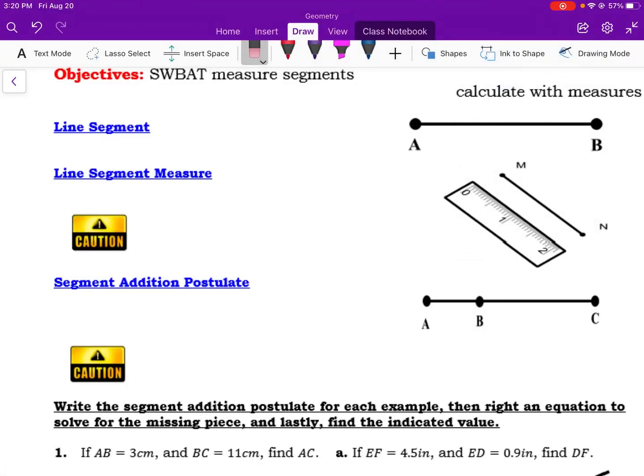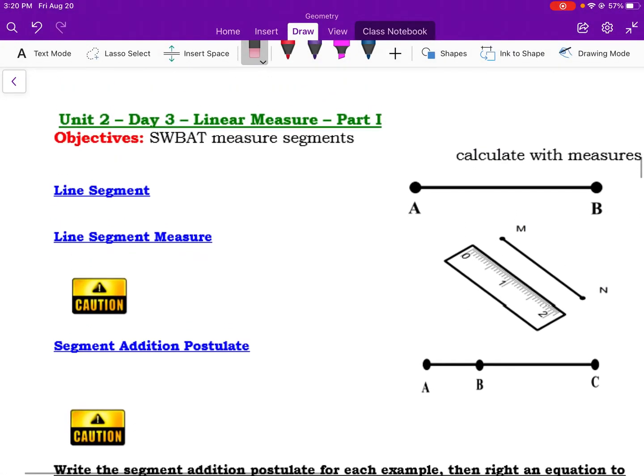Hi all, Miss Ross here, and today we are covering Unit 2, Day 3 on linear measure, and this is part 1 of 2 parts. We're going to be talking about line segments, the segment addition postulate, and congruence statements.